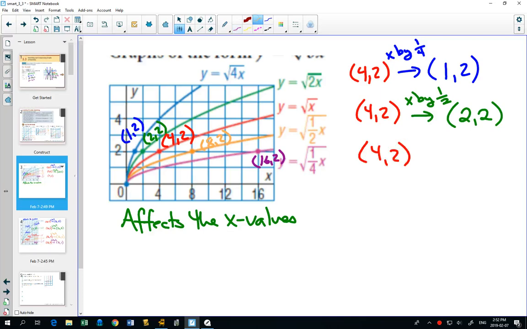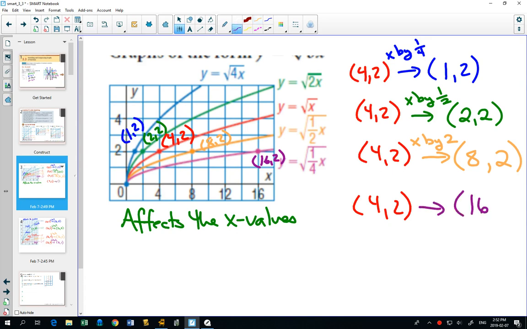On the orange graph, I went from 4, 2 to 8, 2. The reciprocal of a half is 2 over 1. I've multiplied by 2. And finally, on the purple one, the reciprocal of a quarter is 4 over 1. And you've multiplied the x values by 4.